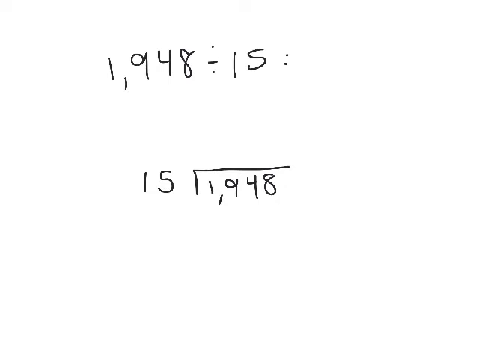So we ask ourselves, how many times does 15 go into 1? It can't. How many times can 15 go into 19? 1 time. Fill in those zeros. 15 times 100 is 1 times 15 is 15. Add 2 zeros. And then we subtract. We're left with 448.